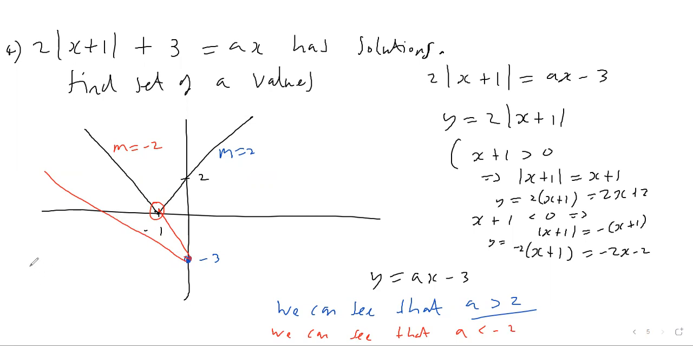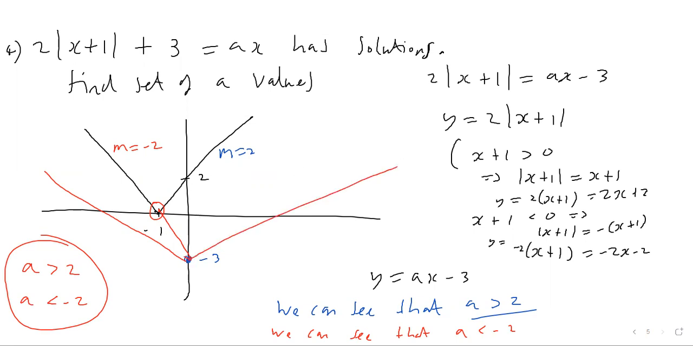So we can see from the graph that a must be bigger than 2 and a must be less than -2. So they would be the two sets of values in which this equation would work. So for example, for an a value of 1, we're not going to get any intersection points. A gradient of 1, we're not going to intersect. A gradient of -1, again, we're not going to intersect. And gradients of 2 and -2, we're not going to intersect. But gradients bigger than 2, so an a value bigger than 2 and an a value less than -2, are going to intersect with this graph, and so there will be solutions.